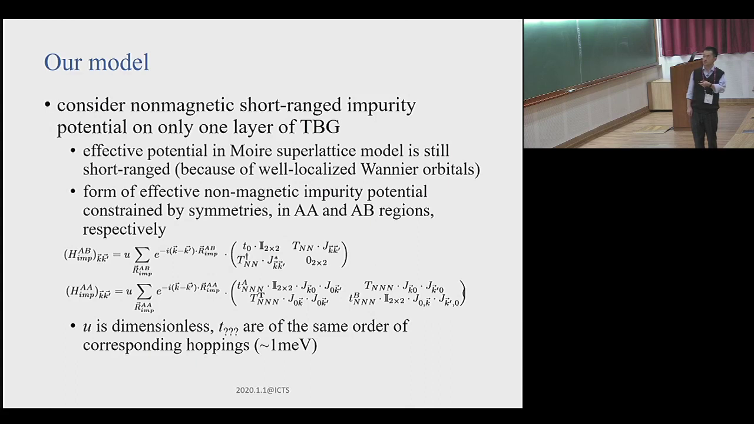That's still a very short-range potential because this Moiré band has very localized Wannier orbitals. The form of the impurity potential in the effective model is rather complicated, but we can fix that by symmetry, by threefold rotation symmetry and time reversal, etc. And we parameterize the strength of this impurity potential by this dimensionless constant U. The other parameters have dimensions and are of the same order of magnitude as the corresponding hoppings. This t_NN means nearest-neighbor hopping, t_NNN means next-nearest-neighbor hopping, etc. So in this effective tight-binding model, they are of order 1 millielectron volt.